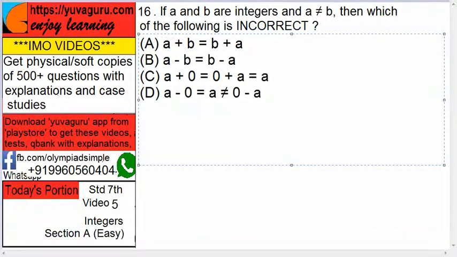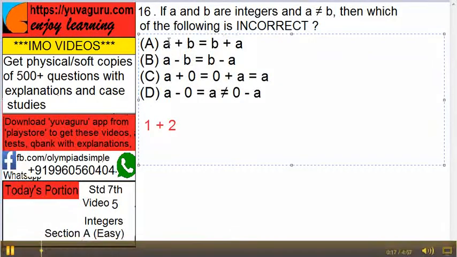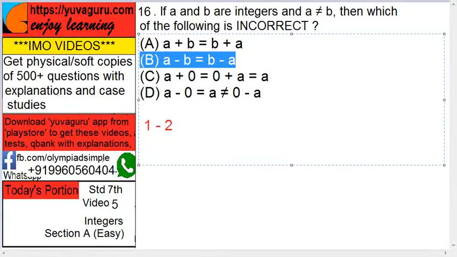Let's start. If A and B are integers and A not equal to B, then which of the following is incorrect? To understand these statements, put 1 in place of A and 2 in place of B. So 1 plus 2 equals 2 plus 1, which is 3, that is correct. Now 1 minus 2 is minus 1. Remember, plus minus is minus, and take the sign of the bigger number, so minus 1. But 2 minus 1 is plus 1, so B is incorrect. It is the required answer.